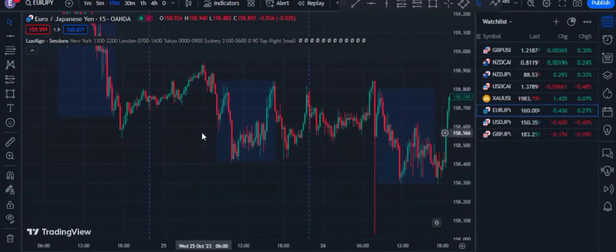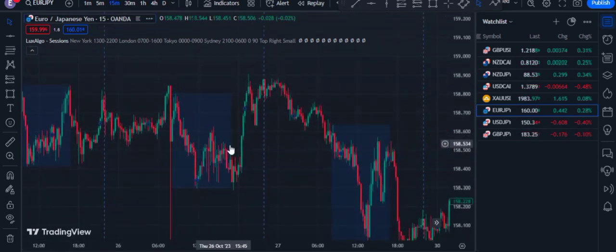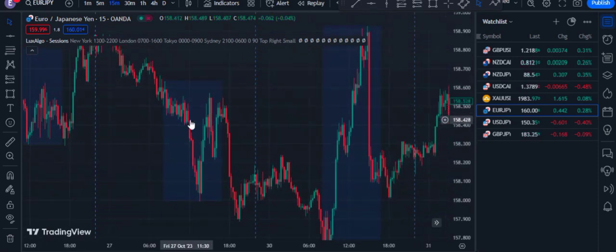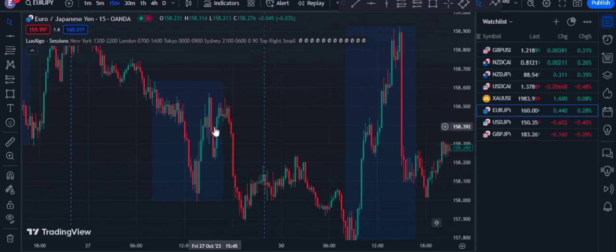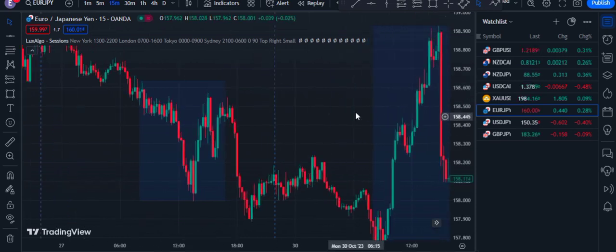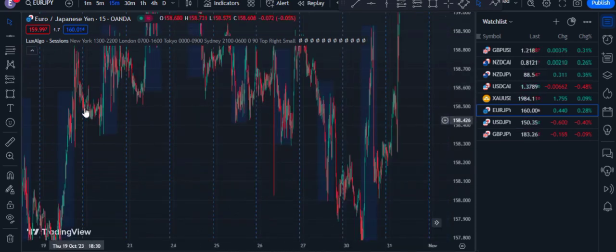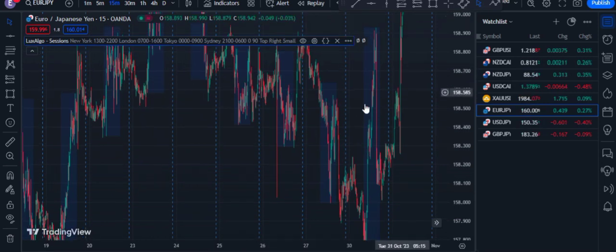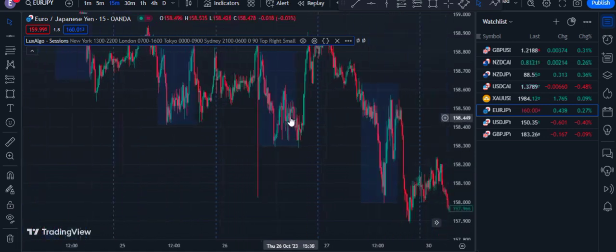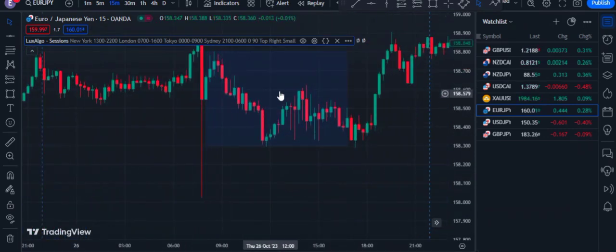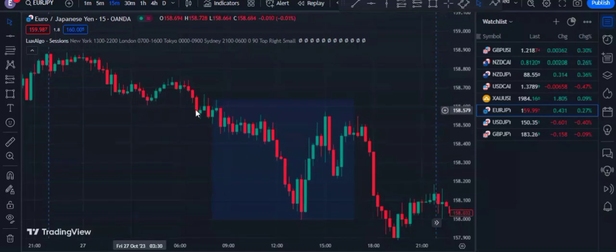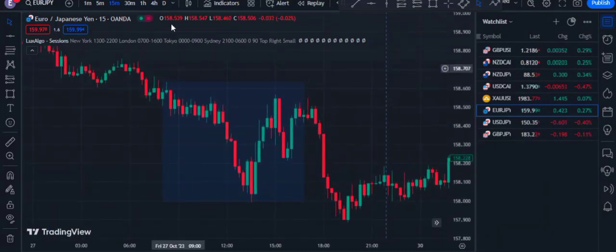Now, what is this trick or what is this strategy that we are talking about? This is the strategy. All these blue boxes that you see are called the London session. That is when the London session is being opened. That is what you see here. And how do we make money using the London session? All this you see are the London session. Okay, let's start from here.